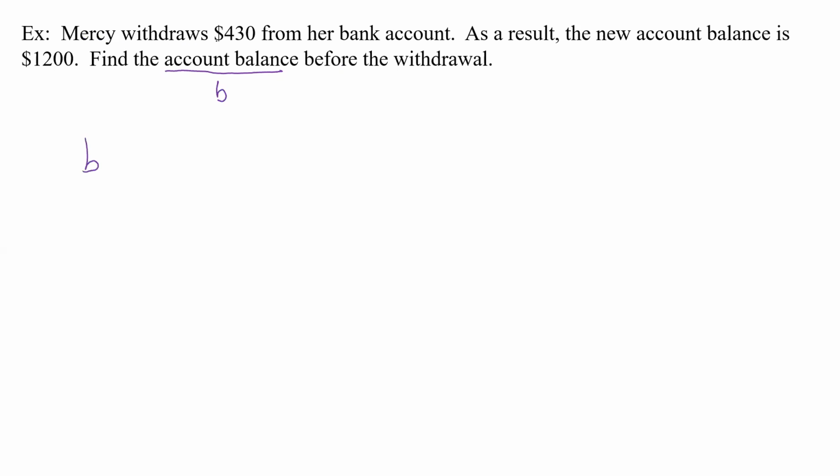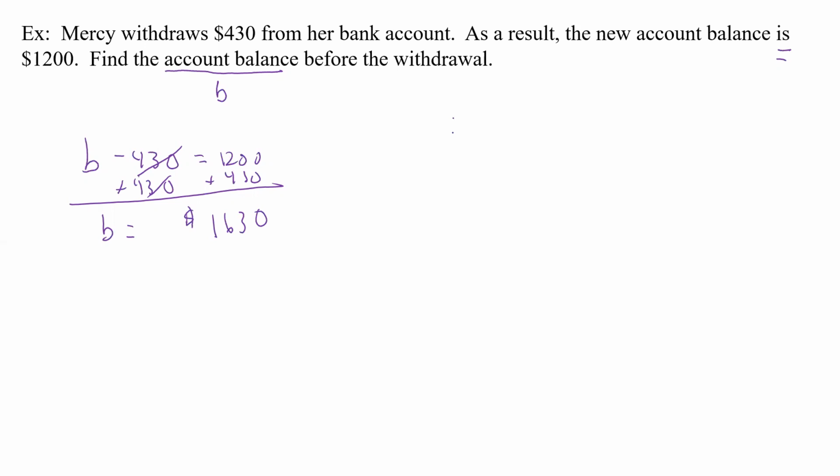And now she withdraws $430. So we subtract off 430. And as a result, the new balance, it says, is $1,200. So it is $1,200. Now we just have to solve that equation. Okay, so if we do that, let's add $430 to both sides. So it's gone here. So we get B is equal to, well, now we have 0. 3 plus 0 is 3. 4 plus 2 is 6. 1 plus nothing is 1. So it looks like the balance before she withdrew it was 1630.